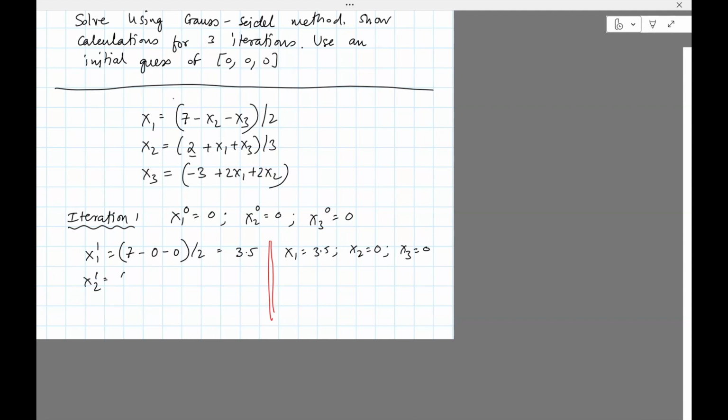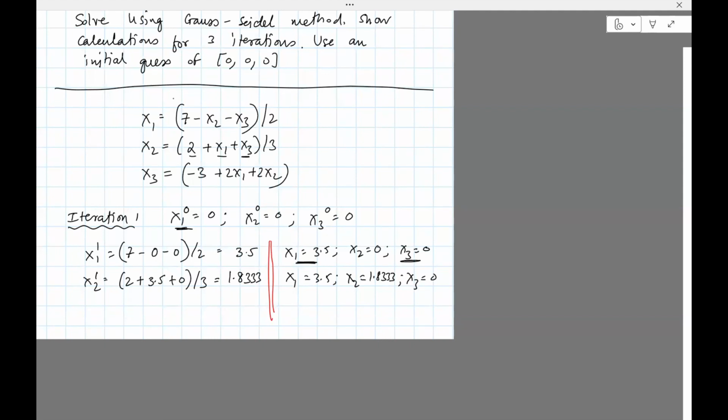Okay, so now I'll use these values to populate my next guess for x2 iteration 1. So it's 2 plus x1. So don't use the old x1. You need to use the new x1. So that'll be 3.5, plus x3, which is 0, divided by 3. Okay, that comes out to be 1.8333. So now update the value. So keep x1 as it is, 3.5. x2 is 1.8333.